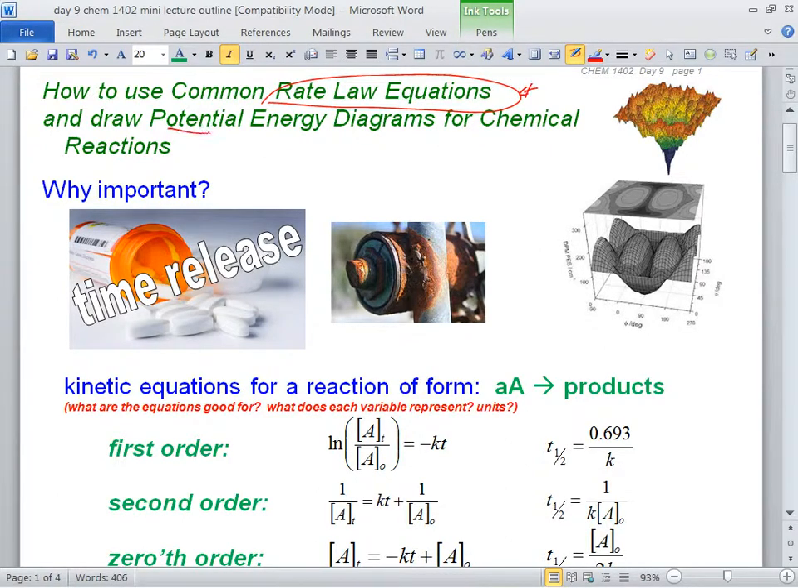But then there's going to be a few of these problems where you have to actually draw the energy of a reaction. How does the energy change from reactants going to products? And we'll talk about that too, but there won't be any algebra there. So what's the big deal with all this stuff?